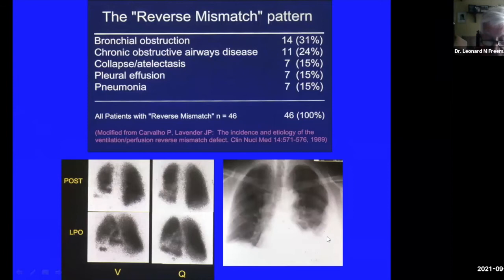Okay, this is just another example of reverse mismatches again. Here you see a large pleural effusion. Here you see the perfusion scan, and here you see the vent scan. Notice the vent scan is worse than the perfusion scan. Even though there's a large pleural effusion, this is unlikely to be a pulmonary embolism. By the way, most pulmonary emboli are associated with small rather than large pleural effusions. So a large pleural effusion and a reverse mismatch, ventilation worse than perfusion, we say is not a pulmonary embolism, very unlikely to be a pulmonary embolism.